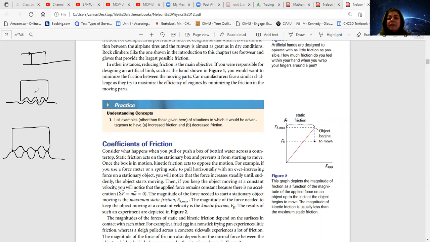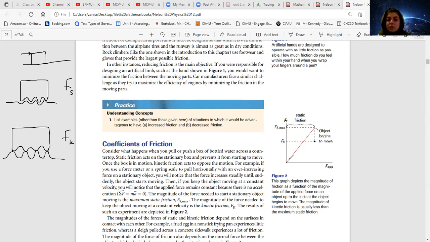That's why we have a kinetic friction and we have a static friction. Here in this case, we have a static friction. In this case, we have a kinetic friction. Kinetic friction is much smaller than static friction. Look at this diagram here.